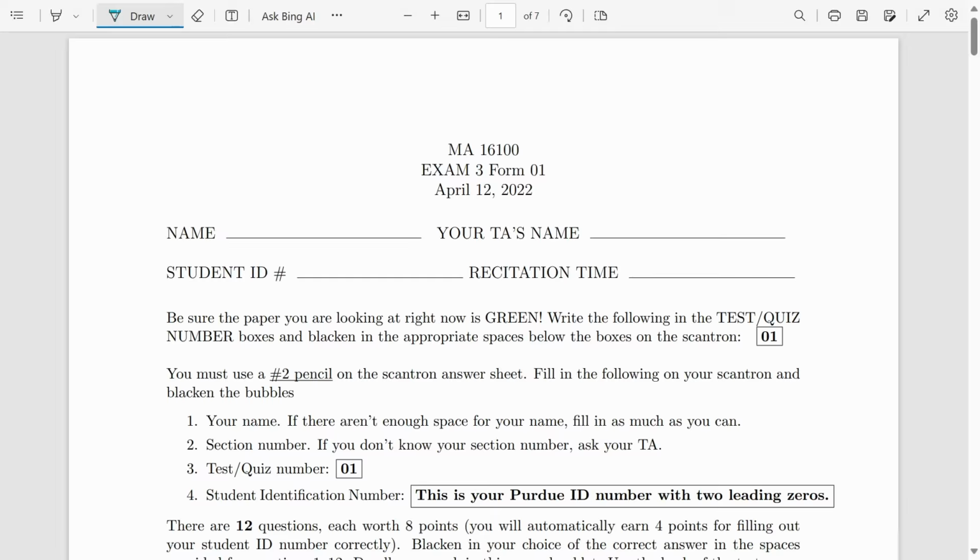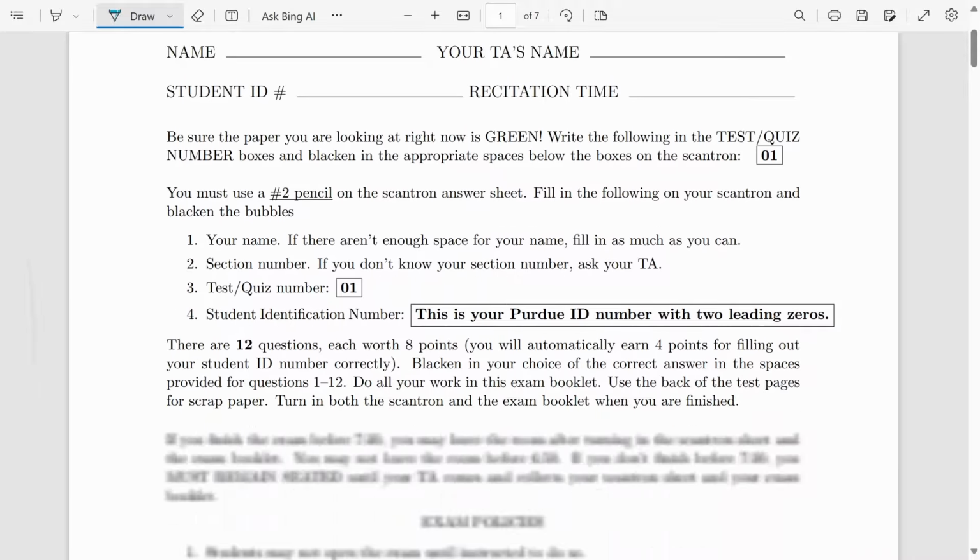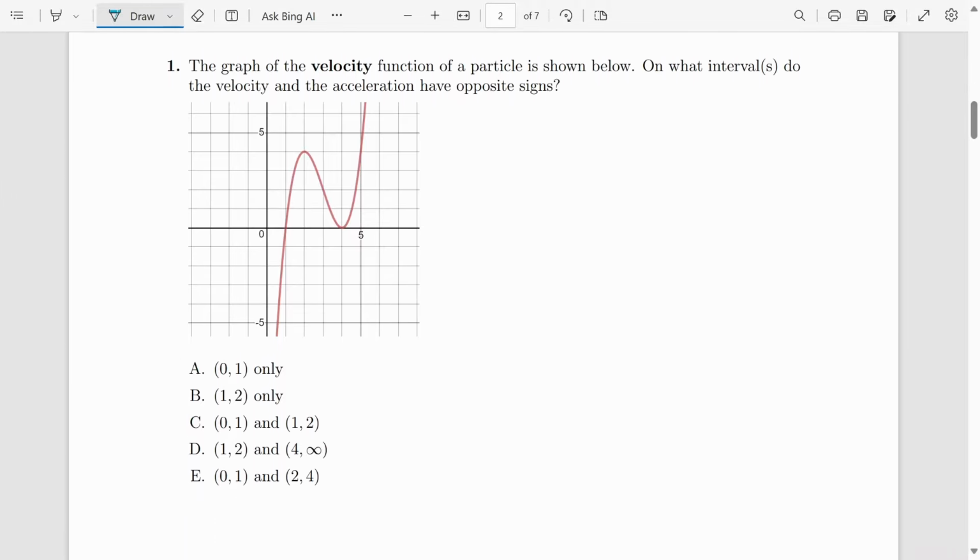All right, this is MA 161's exam 3 from spring 2022. So let's get started. Question 1, the graph of the velocity function of a particle is shown below. On what intervals do the velocity and the acceleration have opposite signs?